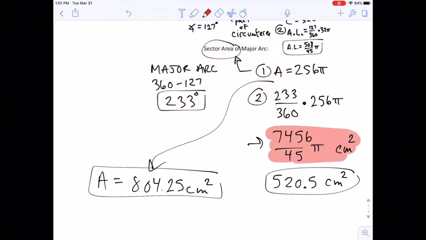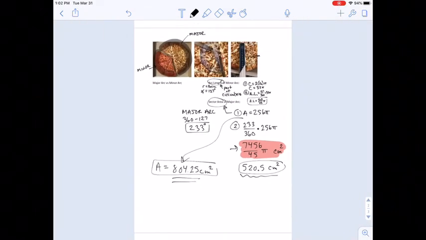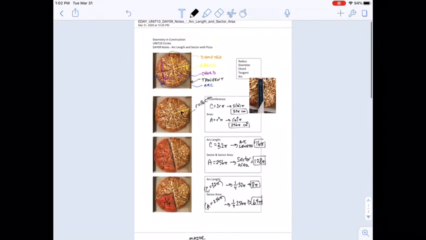But we're starting to use a calculator now, and it doesn't make sense to me to keep leaving answers in terms of pi, but it's good practice, so we should keep doing it for the rest of this chapter. Just so you know, the major sector area is smaller than the total area. It just looks crazy when you have 7,456 over 45 times pi. But that is how to find sector area, and hopefully that makes sense to you.